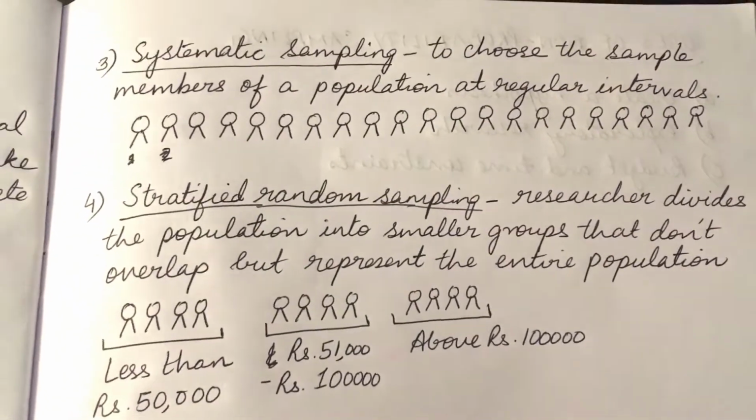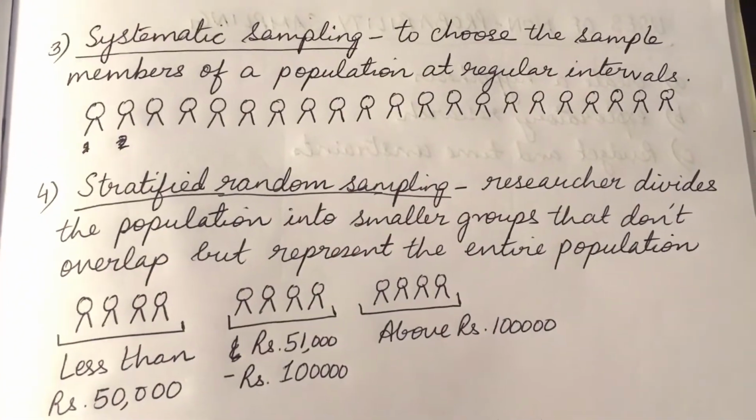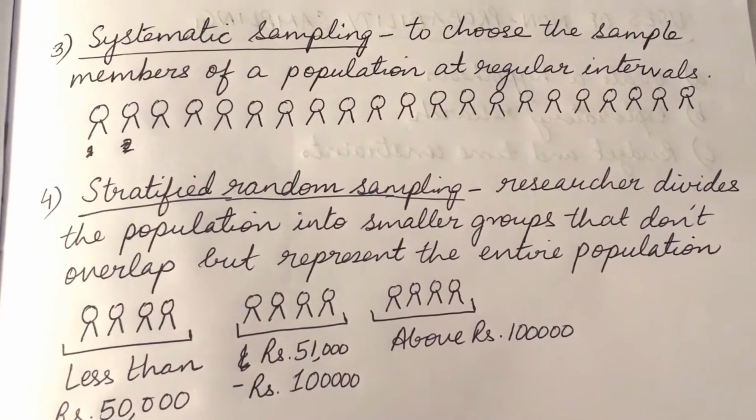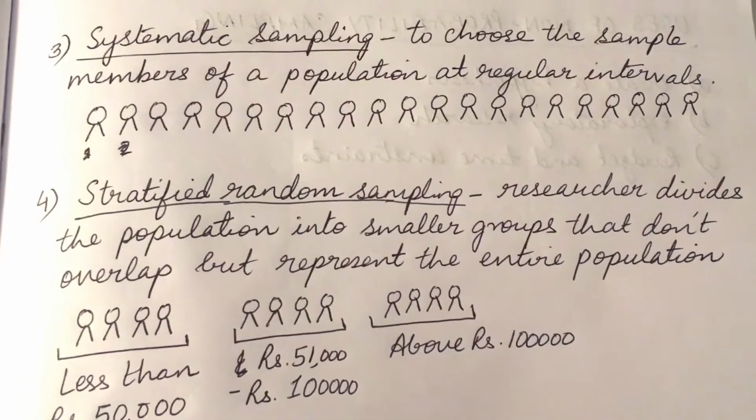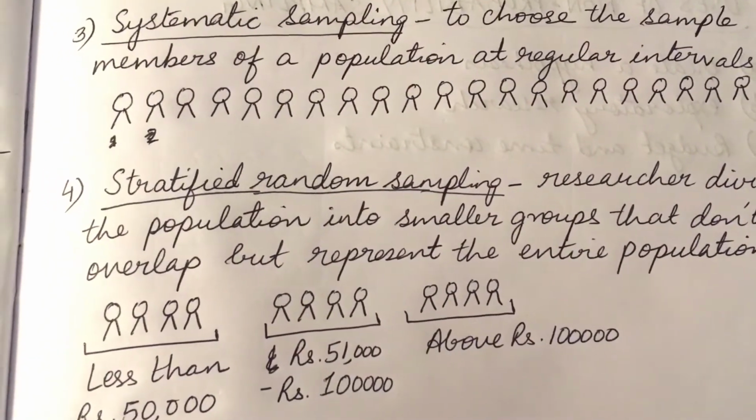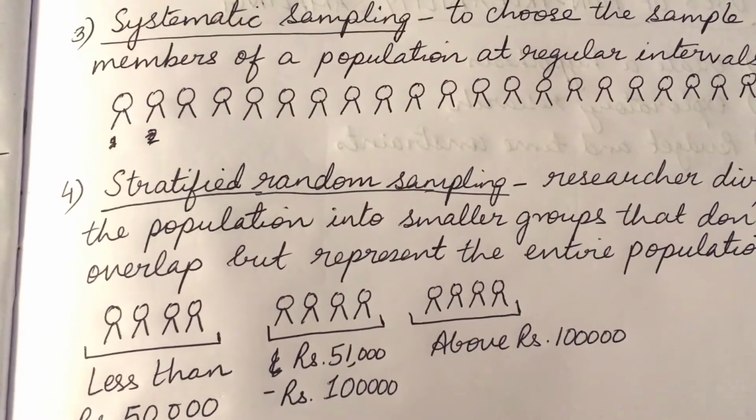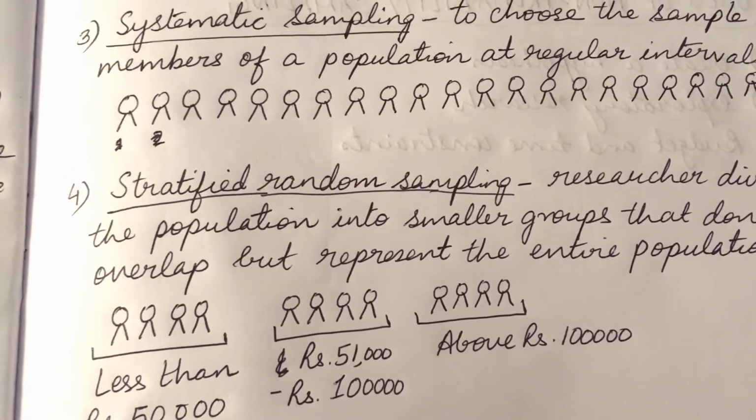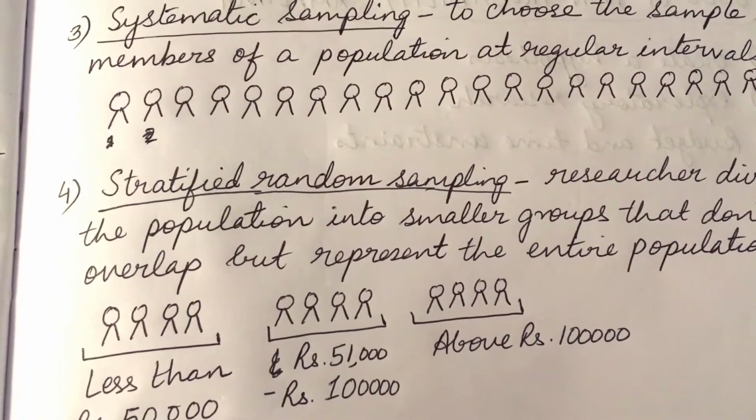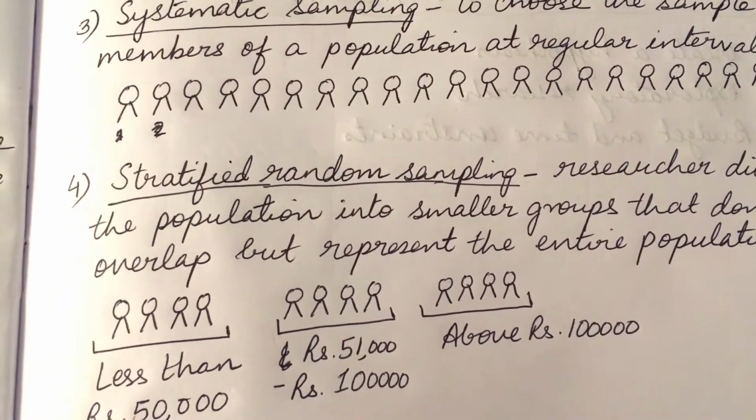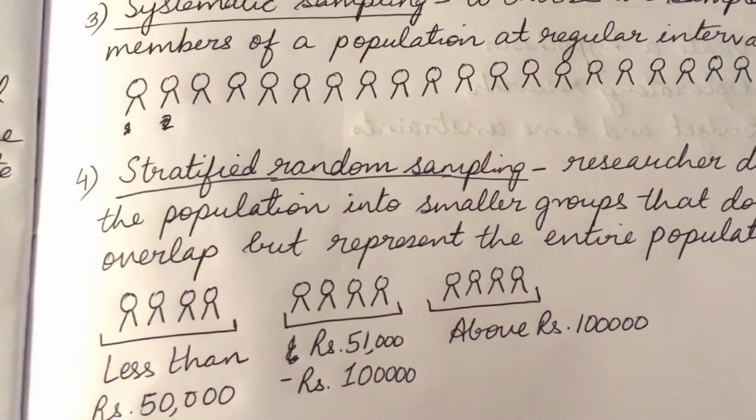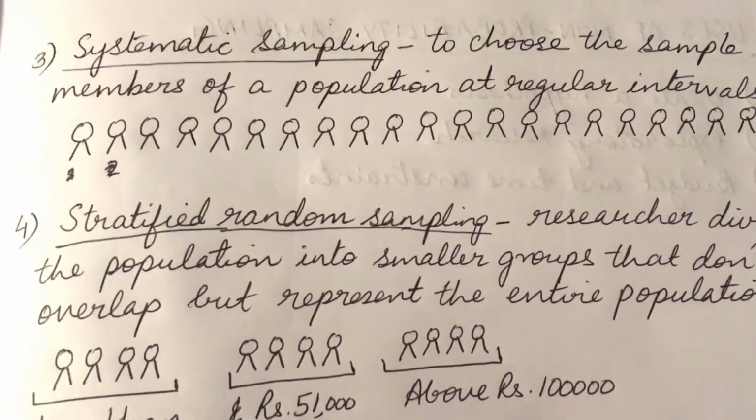Researchers use the systematic sampling method to choose the sample members of a population at regular intervals. Remember, not randomly but at regular intervals. It requires the selection of a starting point for the sample and a sample size that can be repeated at regular intervals. This type of sampling method has a predefined range, and this sampling technique is the least time consuming.